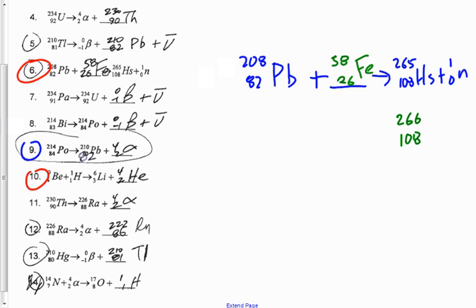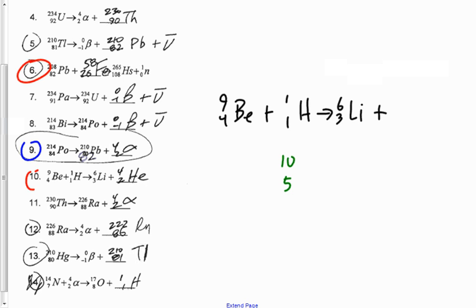All right, number 10. Number 10, another one of those artificial transmutation reactions here. What was that? 9,4 beryllium plus a hydrogen nucleus that's going to go to lithium 6 plus some. All right, so balance them out. Look on the left-hand side. 4 plus 1 is equal to 5. 9 plus 1 is equal to 10. All right, on the right-hand side, 3 plus 2 is equal to 5. 6 plus 4 is equal to 10.